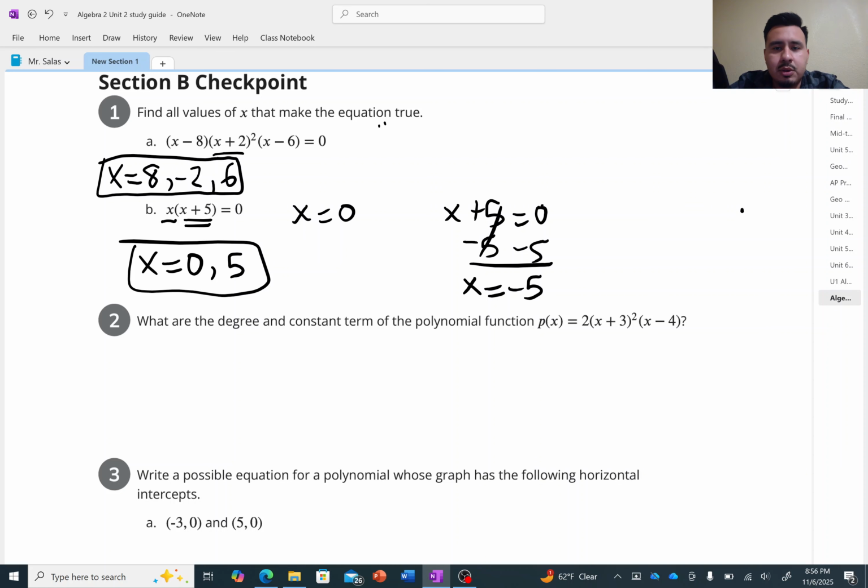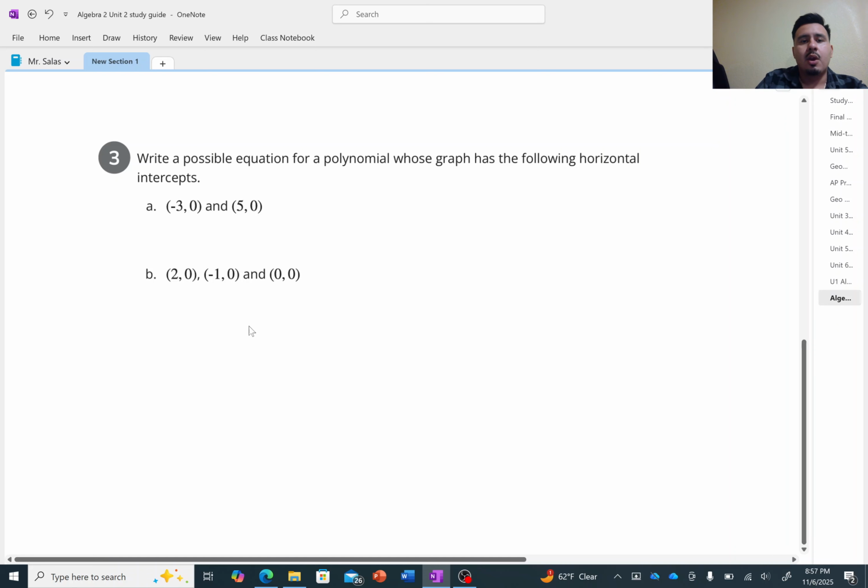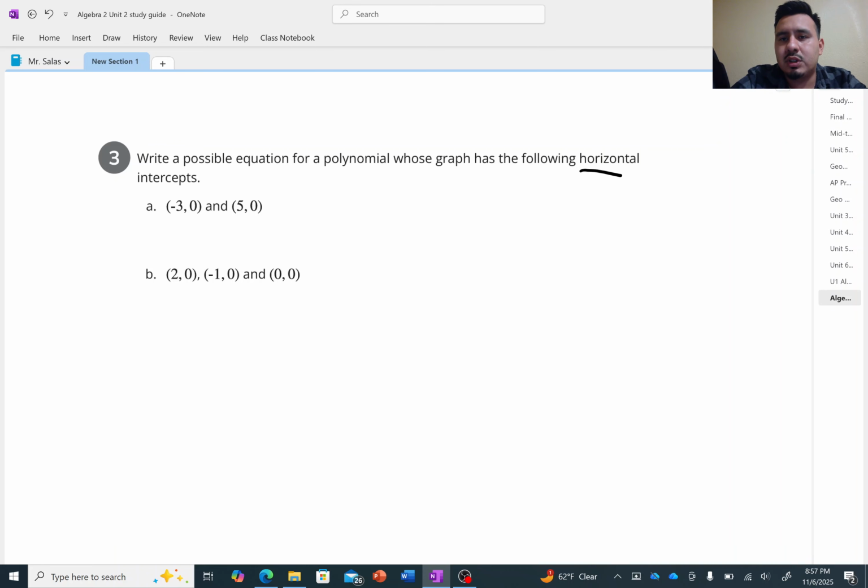All right, let's skip number 2 and go to number 3. Number 2 is going to have its own separate video. Let's look at number 3. Write a possible equation for the polynomial whose graph has the following horizontal intercepts. When you see the word horizontal intercepts, I want you to think about the x-intercepts. So let's just focus on the x values, negative 3, negative 5.